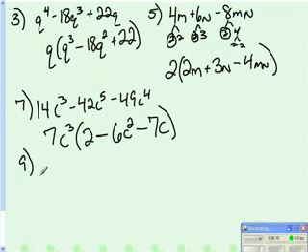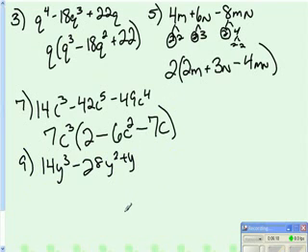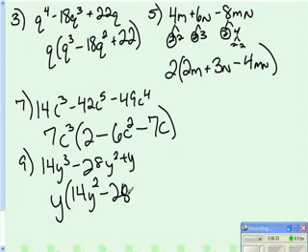Alright, number 9. We have 14y to the third minus 28y squared plus y. Alright, well I know if I've just got a y on that one, I can take a y out of all of them. So if I divide this by y, I'm going to get 14y squared. Divide this, I'm going to get 28y. Y divided by y, you have to put the 1. Y divided by y is 1. And I can't take anything out of all of these. So that's it.